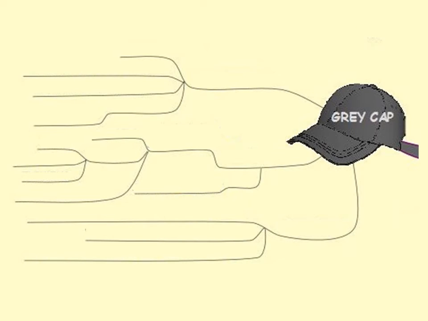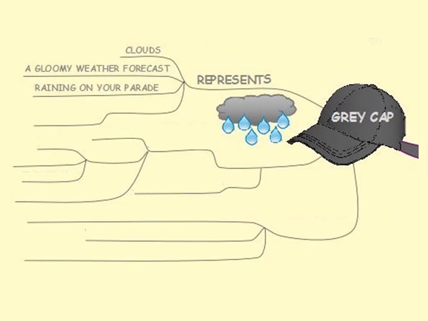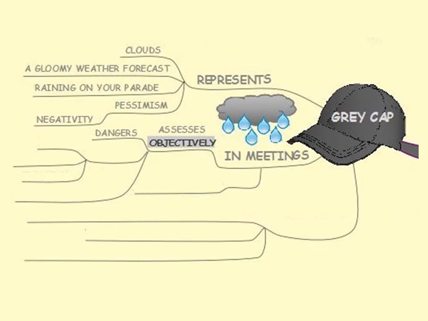Then on the other side of that coin, we have the grey cap. In De Bono's original thinking hats, it was a black hat, but this grey cap is a slight variation, and it represents clouds, a gloomy weather forecast about raining on your parade. So there's an element of pessimism and negativity to it. In meetings, it's about assessing, but objectively, potential dangers or faults in people's ideas, faults in the information that's being looked at, or faults in people's thinking.